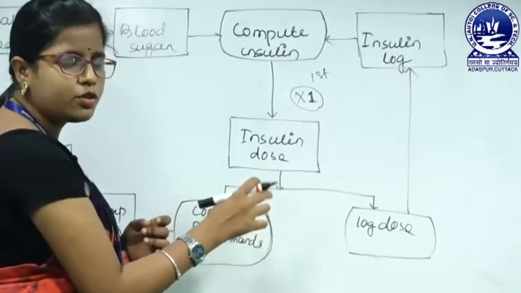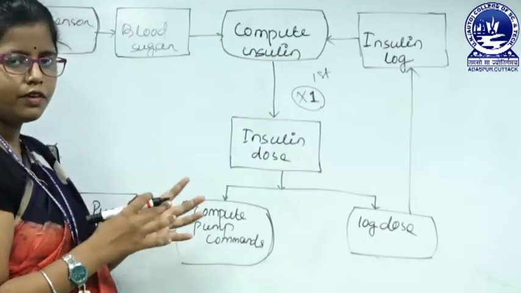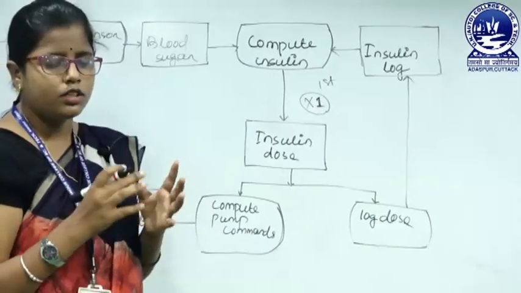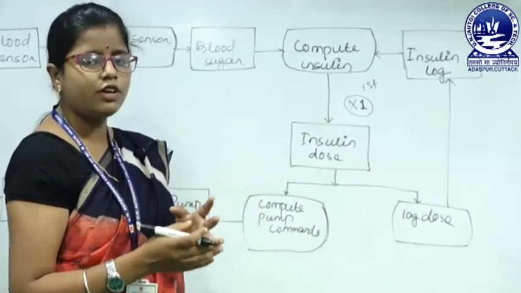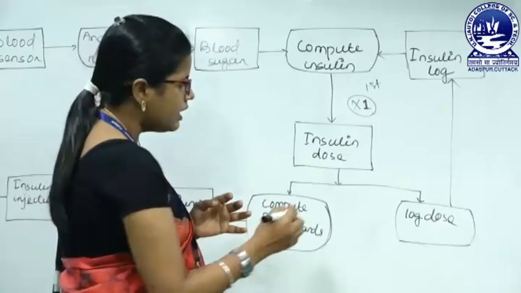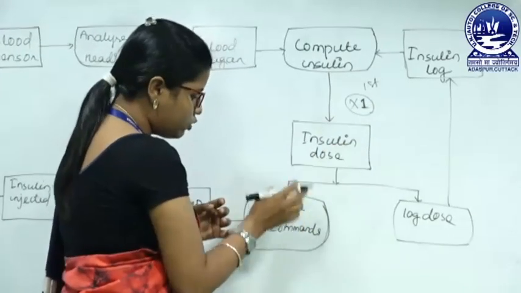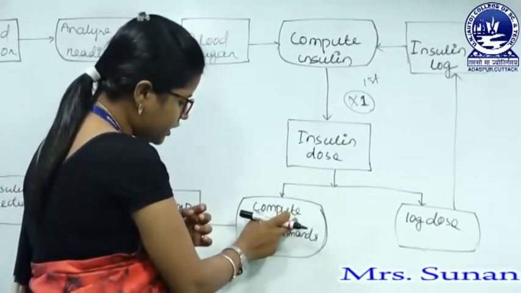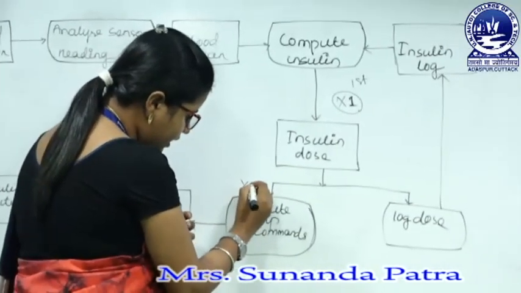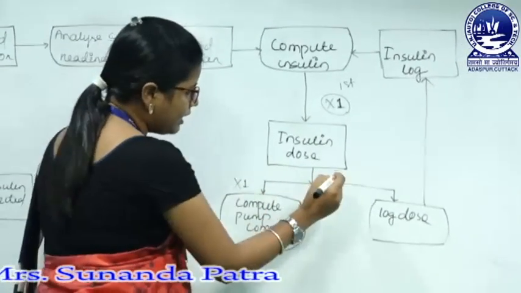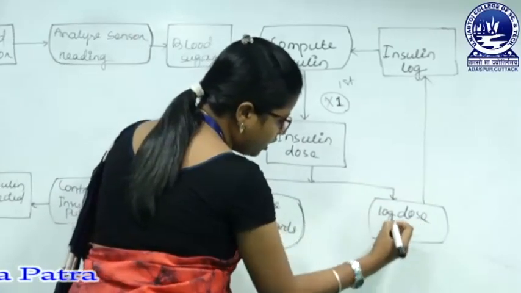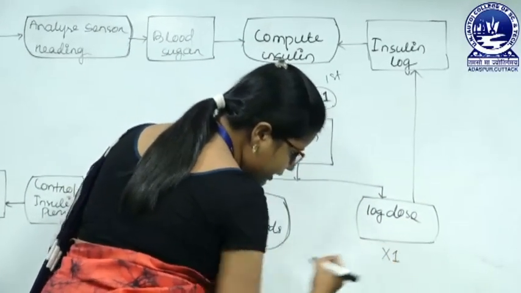This is the database where we keep all the previous records, or the previous insulin doses that we have already taken. That means x1 will be sent to two systems. First, it goes to compute pump control, and next, x1 will be sent to the log dose. So, we have x1 here.